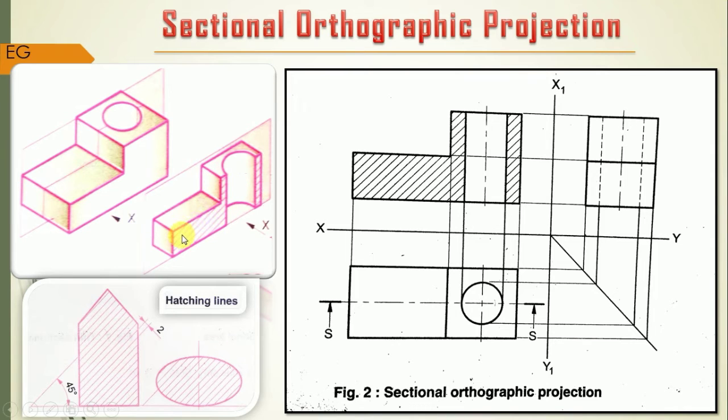Only where the wood cutter, or the cutting plane in this case, touches the object, that portion we have to show by means of hatching lines, by means of this section line. Do remember. So this is all about sectional orthographic projection. Now we go further to solve one simple numerical right now.